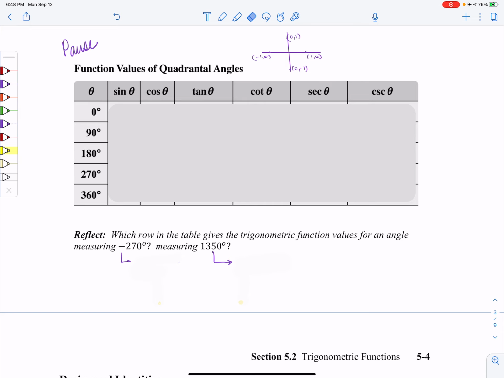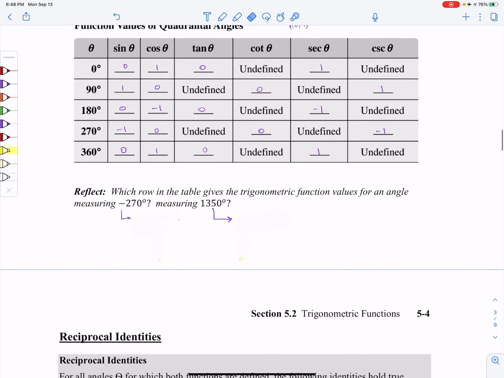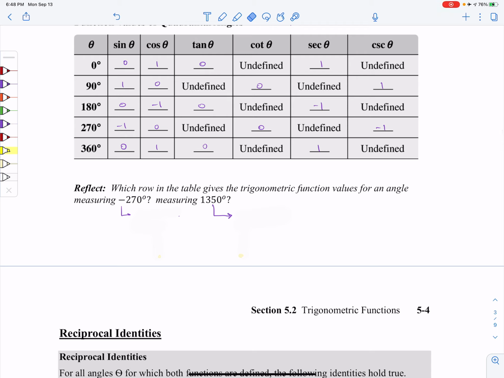All right, now that you're back, I'll go ahead and uncover that. And the directions here in this reflection question says, which row in the table gives trig function values for an angle measuring -270? Well, remember that -270 says I'm going to go in the opposite direction. So here's a -90, keep going as a -180, here's a -270. So 90 degrees is coterminal to -270.